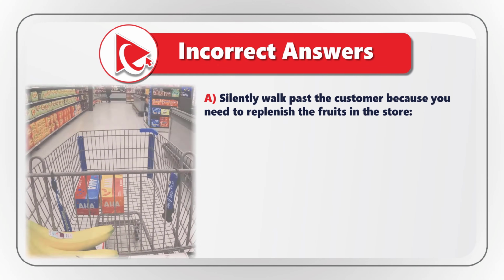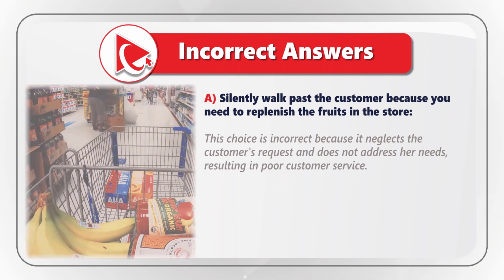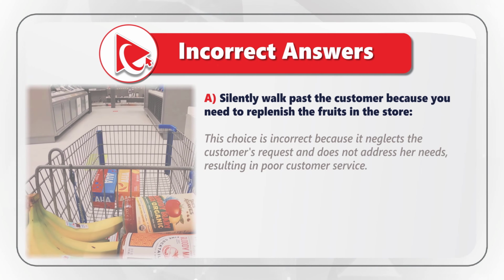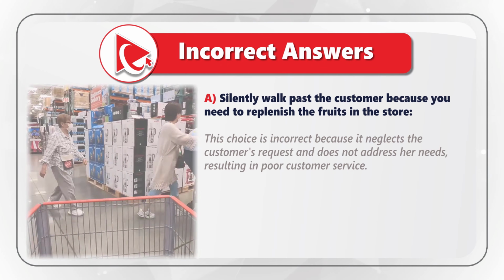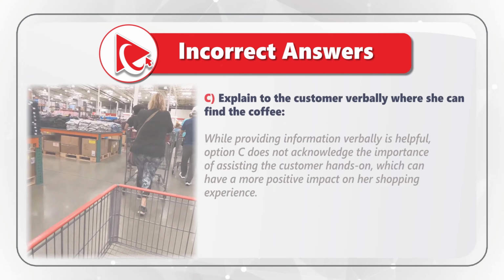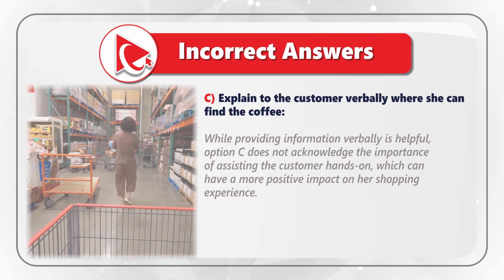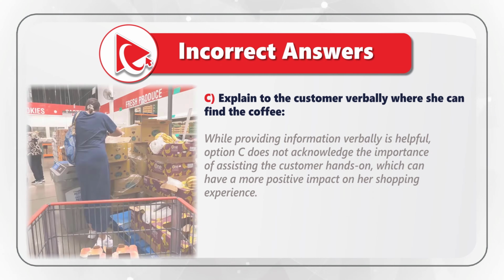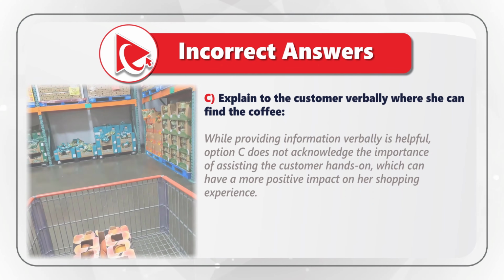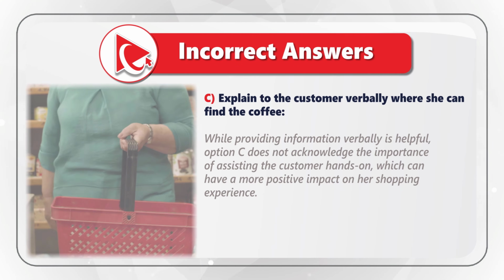I eliminated choice A, silently walk past the customer because you need to replenish the fruits in the store. This choice is incorrect because it neglects customer request and it does not address her needs, resulting in poor customer service. It also allowed me to eliminate choice C, explain to the customer verbally where she can find the coffee. Obviously, providing verbal information is helpful, but option C does not acknowledge the importance of assisting the customer hands-on, which can have a more positive impact on her shopping experience.